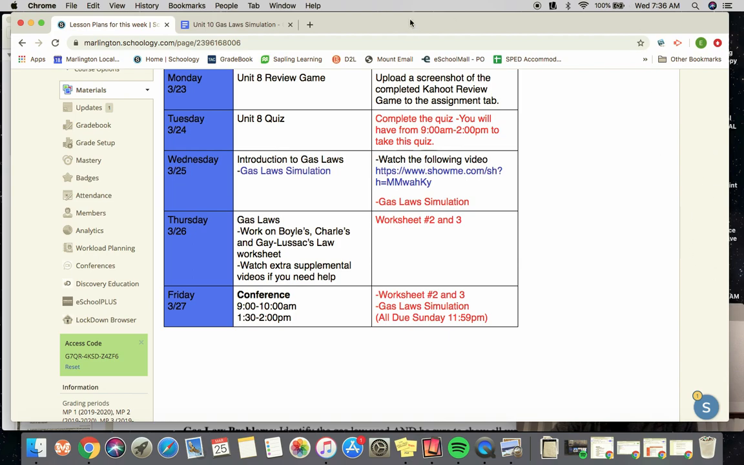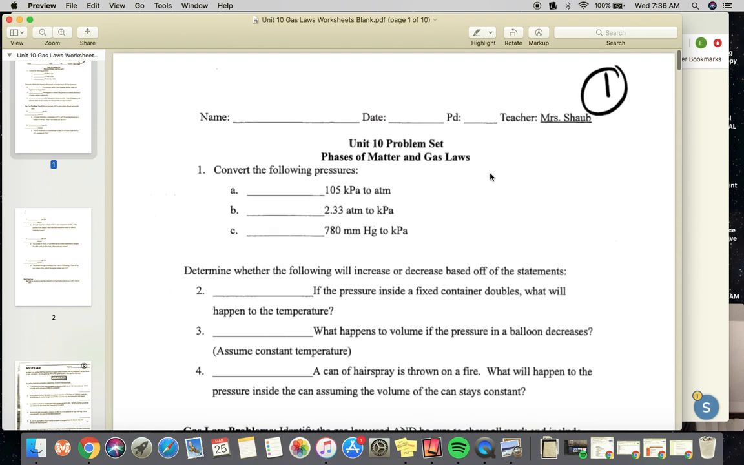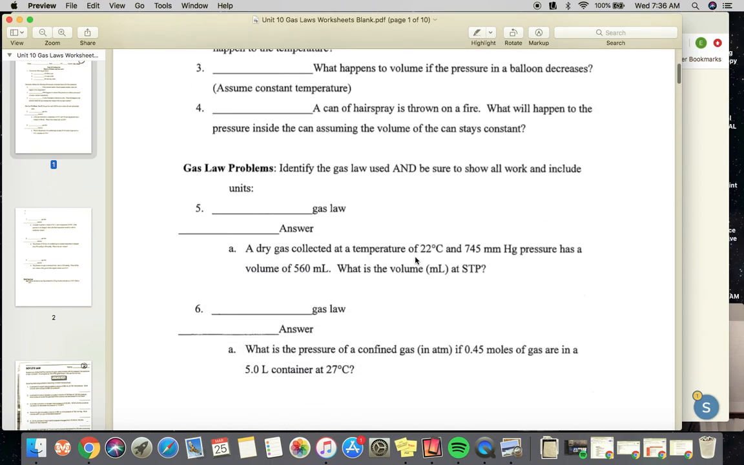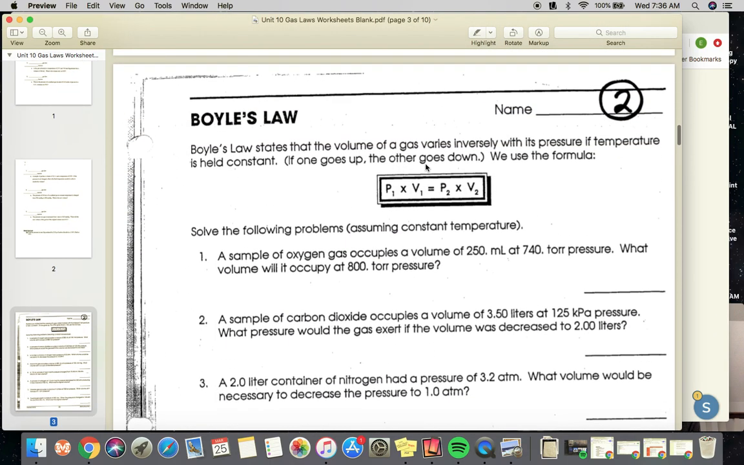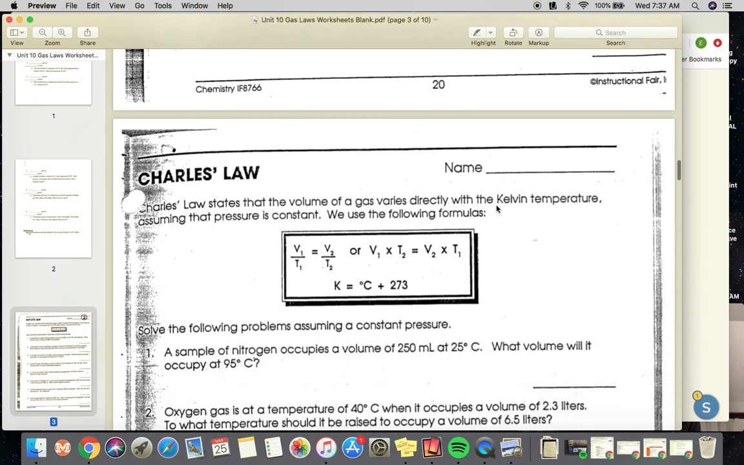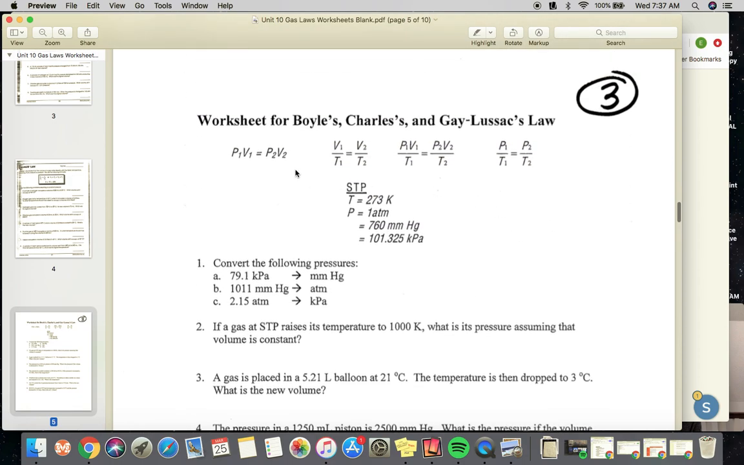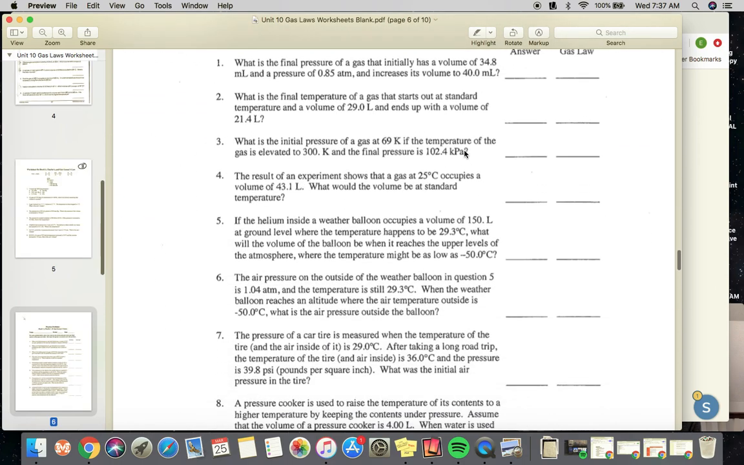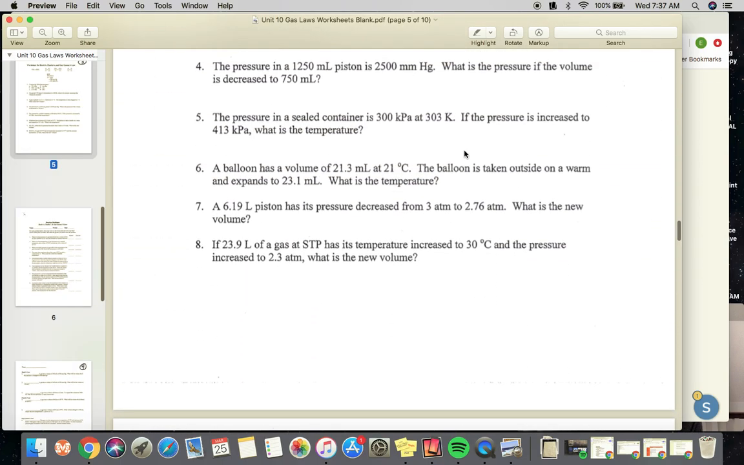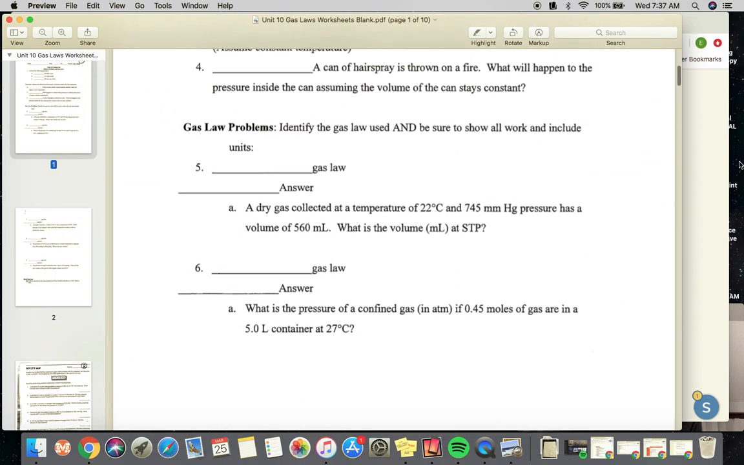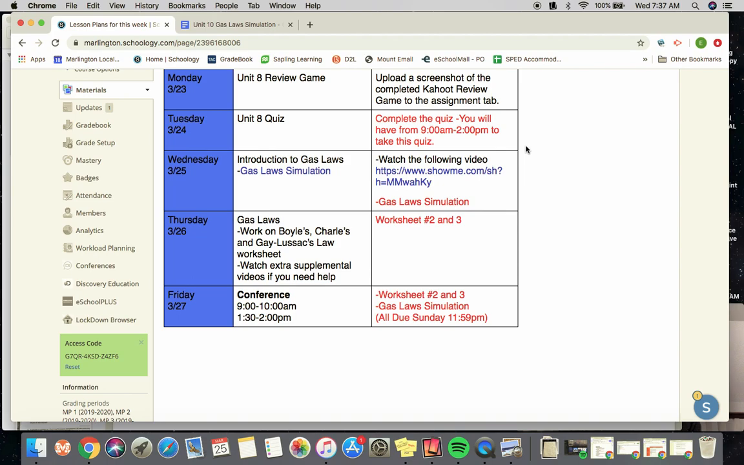This is the packet that I gave you guys on that Friday the 13th before we left. Again, I have the numbers in the corner. This is the problem set, so you do not need to worry about that for this week. But if you look at worksheet 2, I'm looking here at Boyle's Law, which gives you the equation. And worksheet 3 is here, which again gives you the equations along the top. So that's really the two things that you need to be looking at today and tomorrow.